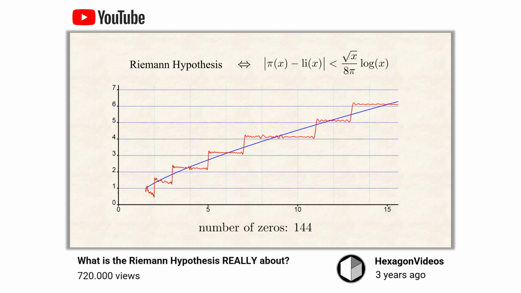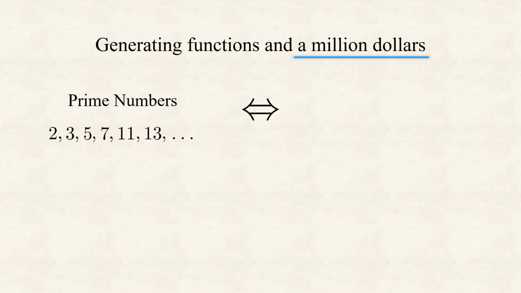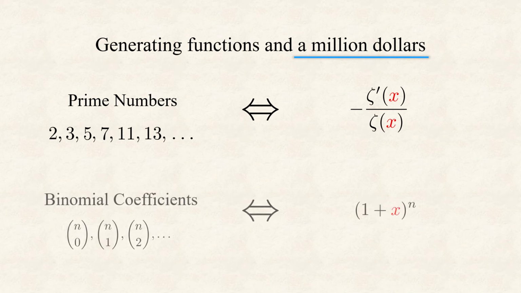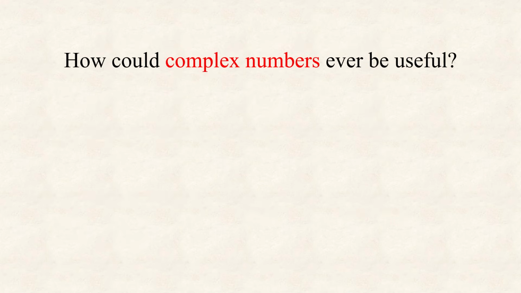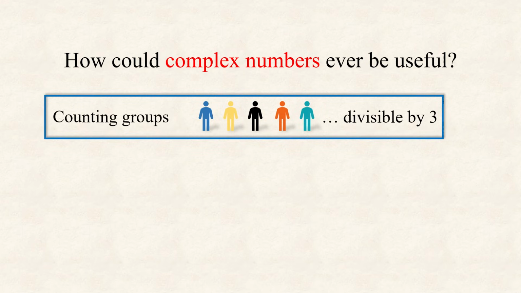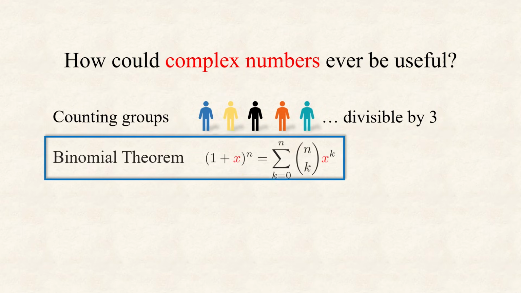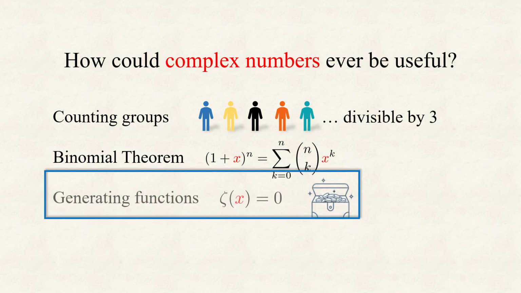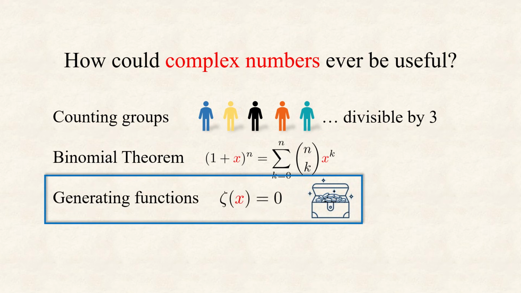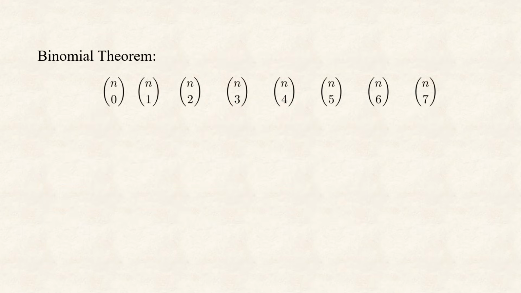And our problem about counting groups is somewhat similar. While prime numbers hide in this bag, our binomial coefficients hide in this much more simple expression. So no million-dollar prize for us. So, to show how complex numbers can turn up out of nowhere, we went from counting groups divisible by 3 to the binomial theorem, which is a generating function. And a similar generating function of prime numbers leads to a million-dollar problem. So let's see how our generating function can be useful in our $0 problem.